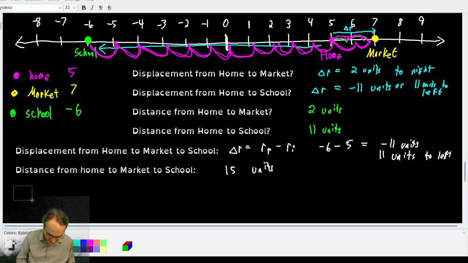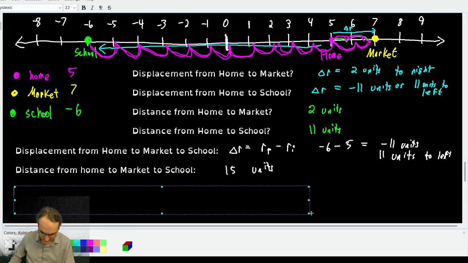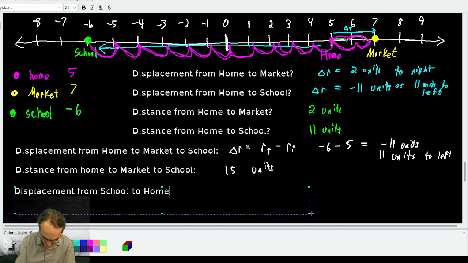So as a quick example, what's the displacement from school to home to market versus distance from school to home to market?